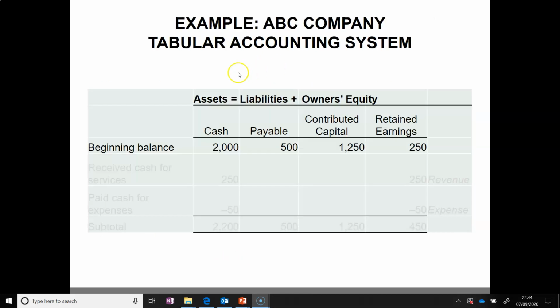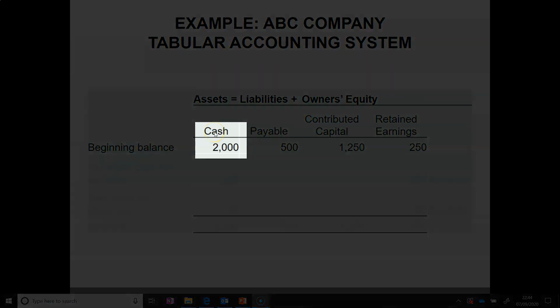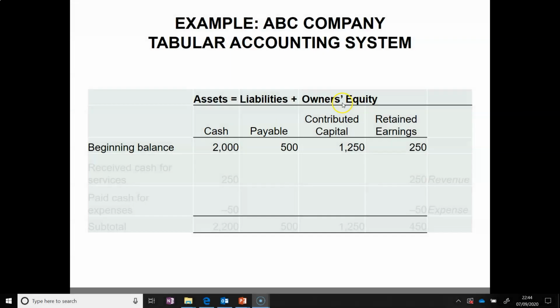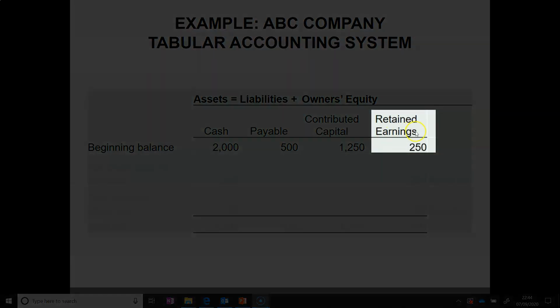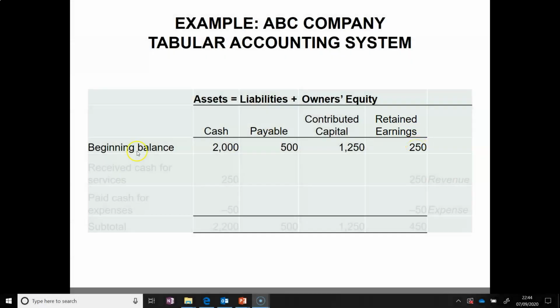To understand how the accounting equation works, we use the same balance sheet of ABC company that we used in the previous slide for the year 2010. We are assuming that all assets are in cash, that liabilities include accounts payable, and owner's equity is contributed capital of $1250 and retained earnings of $250. This is our beginning balances of the assets, liabilities, and owner equity.